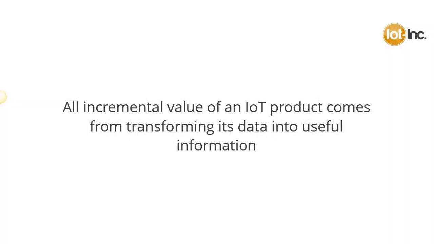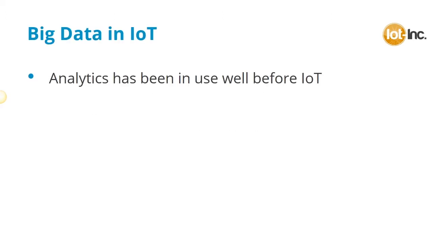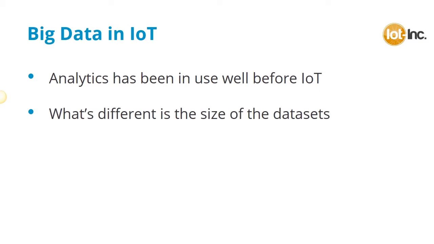All incremental value of an IoT product comes from transforming its data into useful information. Analytics transforms the data, and as such, is of critical importance to every IoT deployment. Analytics has been used well before IoT, but one of the biggest differences in using analytics in IoT is the size of the databases. These databases are often time series based. So by nature, this is big data.